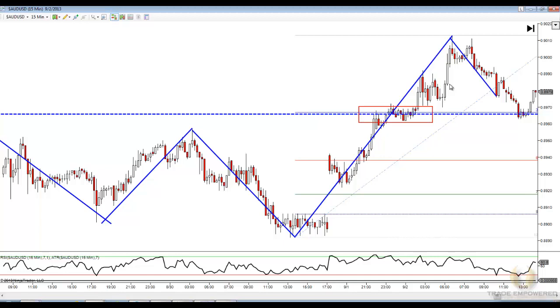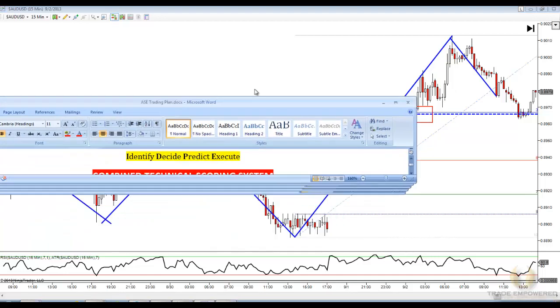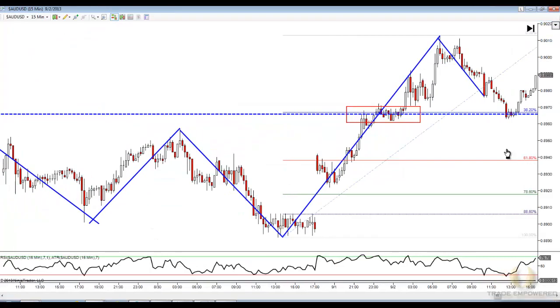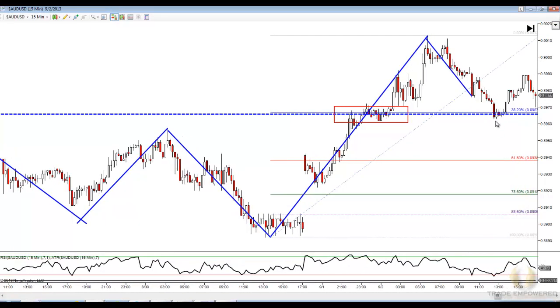Again, for me personally, what do I need? Well, I have some filters. So I need an additional tested structure. I need RSI divergence or I can't trade it. So in this scenario, I wouldn't be able to involve myself in the trade because I don't have those two things, even though it meets my CTS score. Make sense? Hope so.